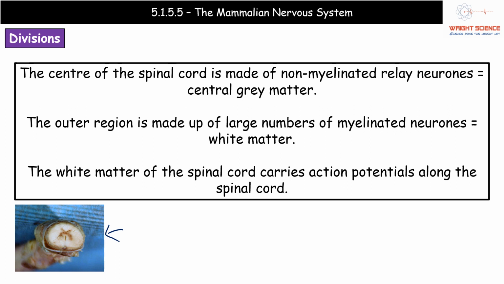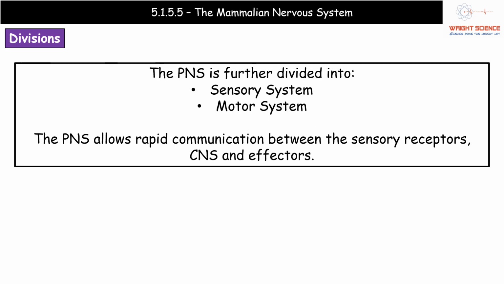Now the key thing about that white matter, it's myelinated, remember, and if we've got myelinated neurons, they have the ability to transmit action potentials rapidly. And that's the purpose of that white matter in the spinal cord, is to carry those action potentials along it, obviously to get to the different regions of the body quickly.